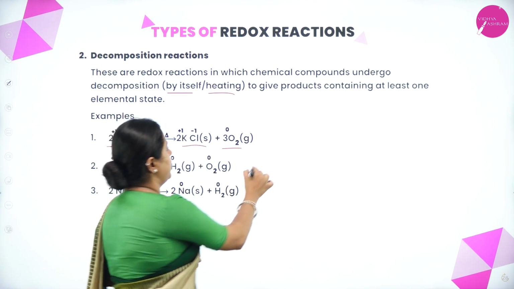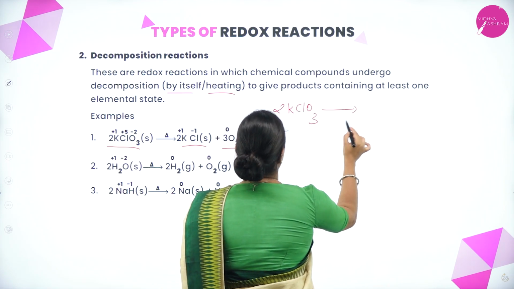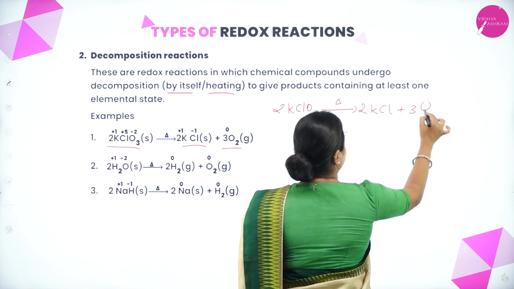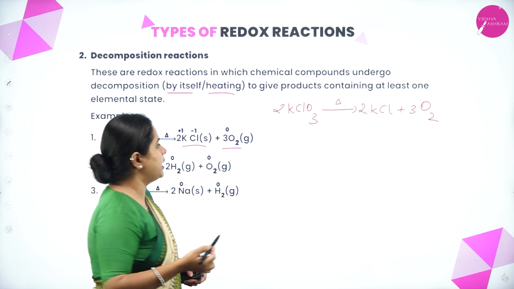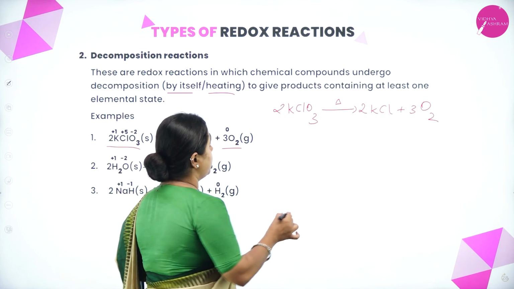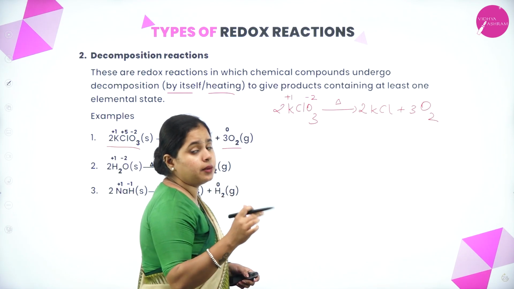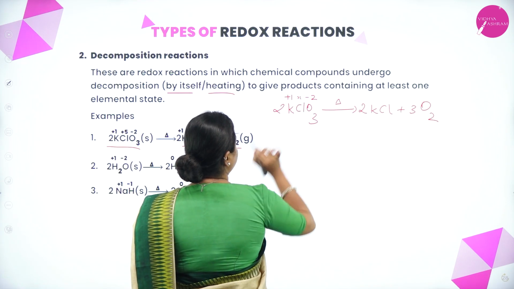So here let's write it down. 2KClO3 decomposes to 2KCl and 3O2. You can see here the symbol is given here which stands for heating, right? So let's calculate the oxidation number. Oxygen it is -2, potassium it is +1 as it is an alkali metal, right? For chlorine we don't know, so we are taking it as X.